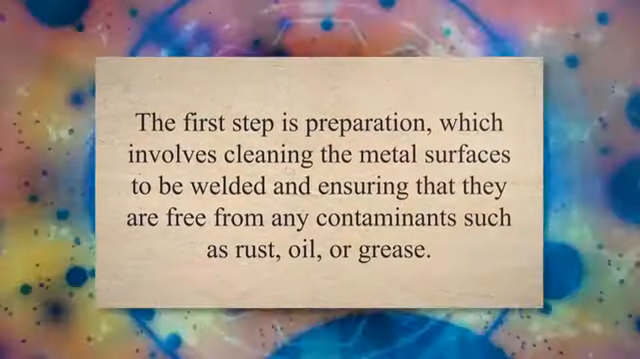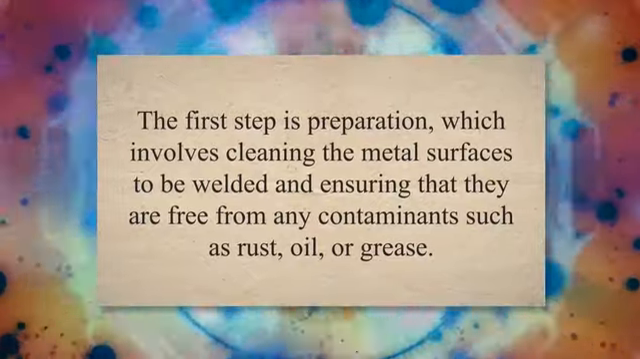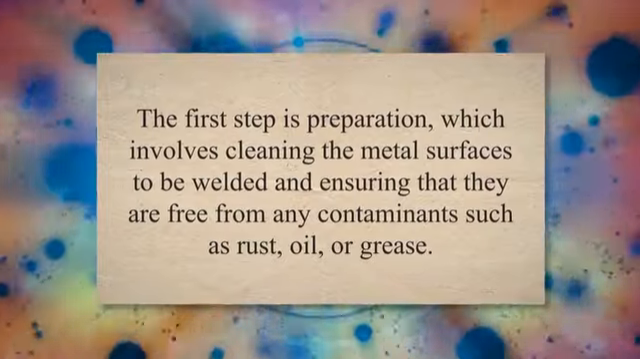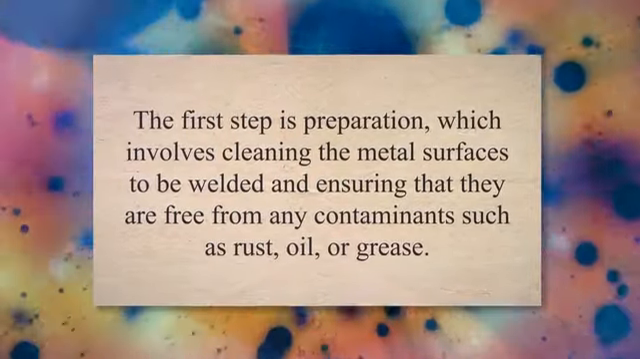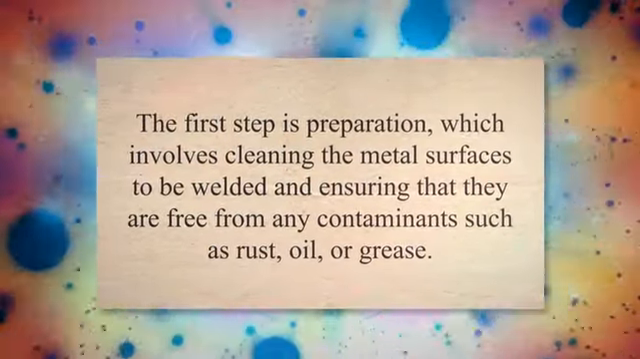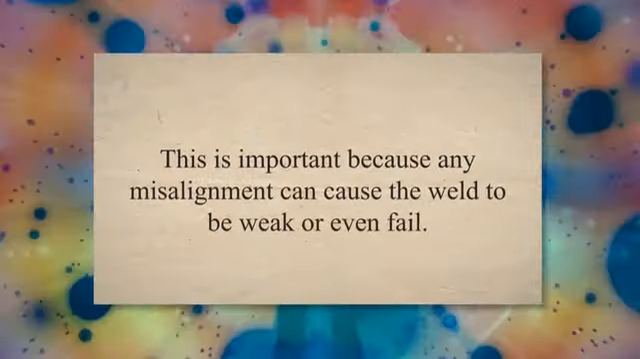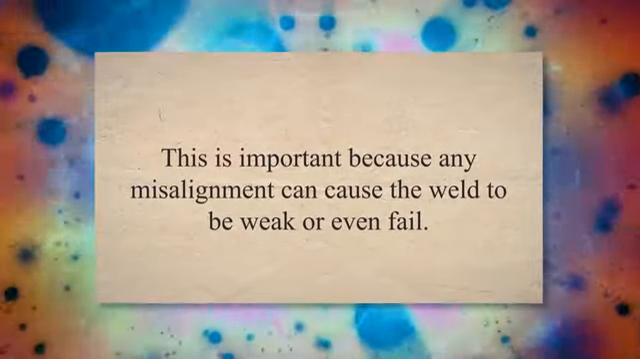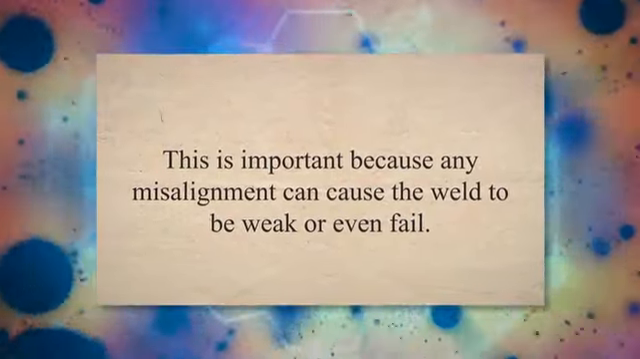The first step is preparation, which involves cleaning the metal surfaces to be welded and ensuring that they are free from any contaminants such as rust, oil, or grease. This is important because any impurities can weaken the weld and cause it to fail. The second step is positioning, which involves aligning the metal pieces to be welded in the correct position. This is important because any misalignment can cause the weld to be weak or even fail.